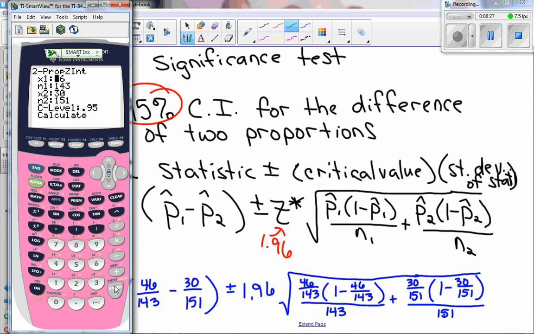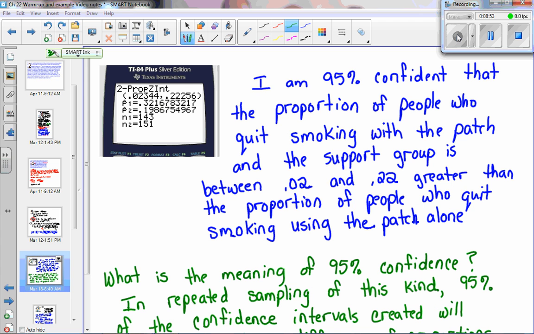Now I had done this already, but you're going to enter in the information. So 46 out of 143, 30 out of 151. I do want a 95% confidence level, but I could change that if I was asked for something different. And then hit calculate. So you can see I'm given my interval. I have my p hat 1, p hat 2, n1, and n2, so I'm given all those values.